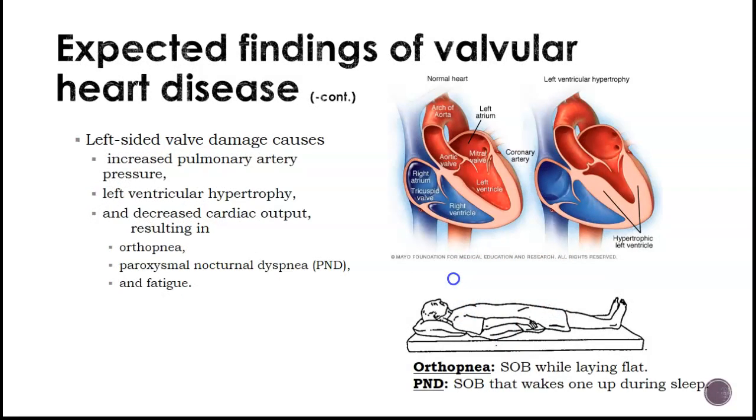Findings of valvular heart disease, again, if we're focusing on the left side, which is more common, you can see increased pulmonary artery pressure, left ventricular hypertrophy, and a decreased cardiac output, which can result in orthopnea, paroxysmal nocturnal dyspnea, and fatigue. Make sure you know your terminology. Orthopnea is basically a shortness of breath when you are laying flat, versus the paroxysmal nocturnal dyspnea is basically a shortness of breath that will actually wake somebody up in their sleep.